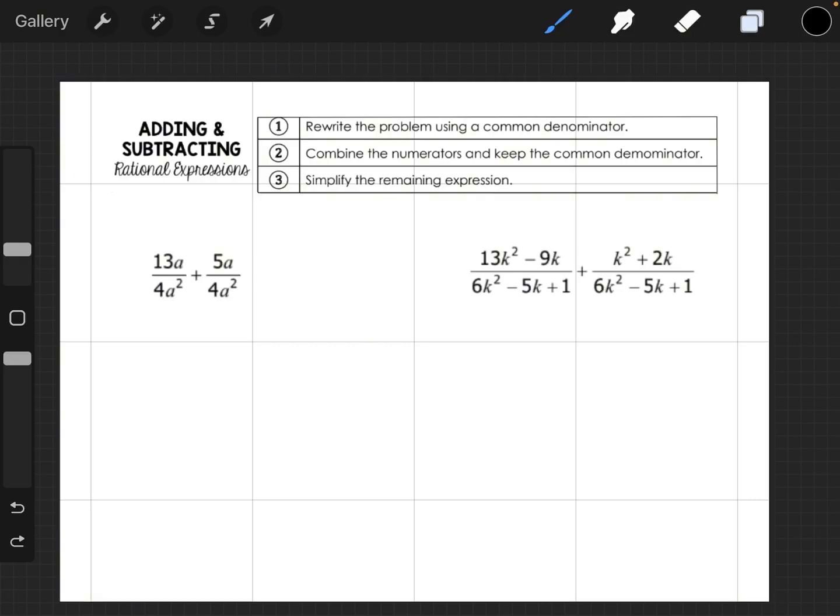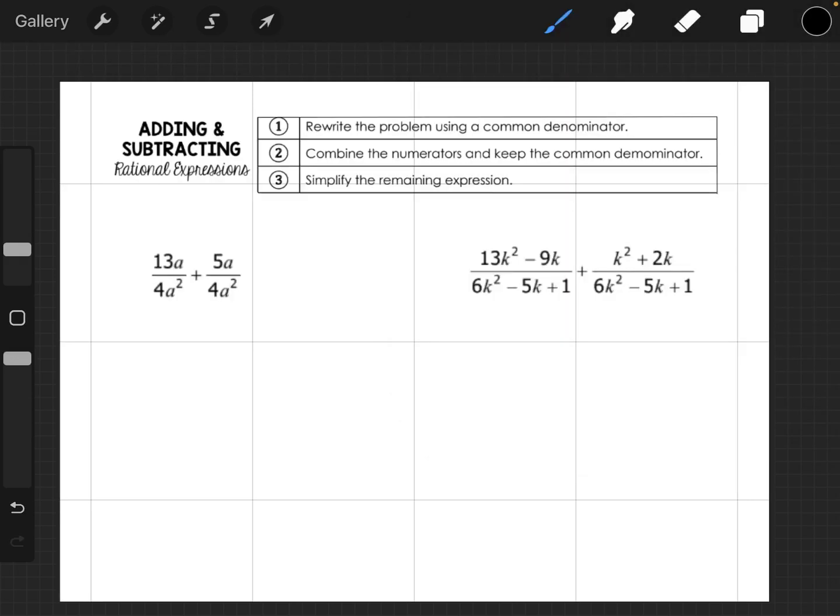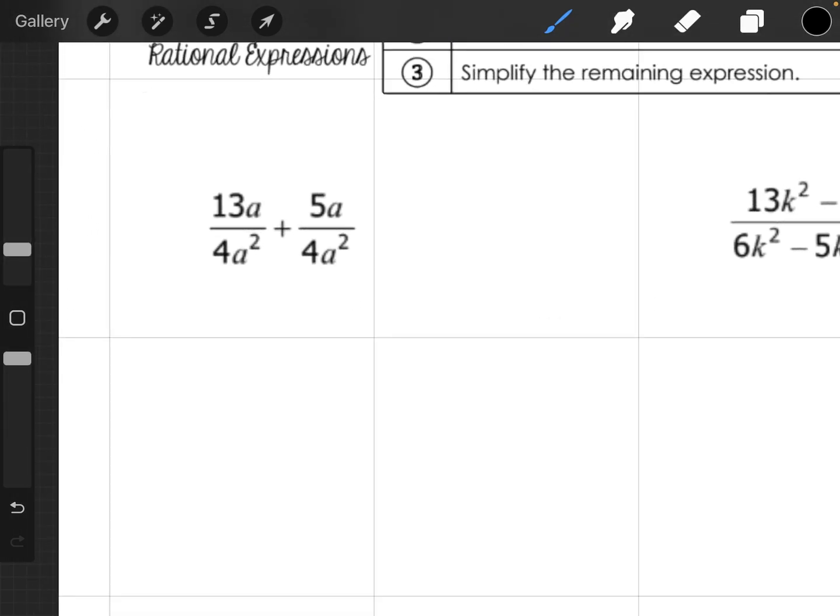So the first two problems, we have like bases, which means that these denominators are the same. So it's the same as adding regular fractions with like bases. So 13a plus 5a is 18a over 4a squared. Now a will go into a squared once, and 18 and 4 will simplify to 9 over 2.